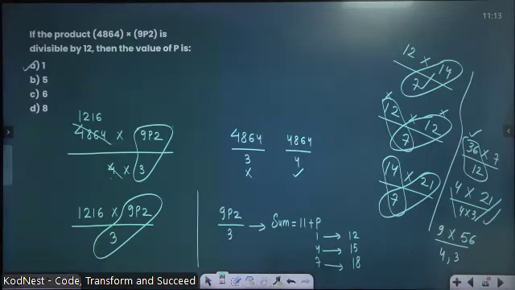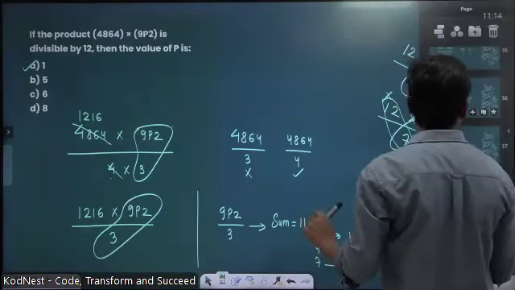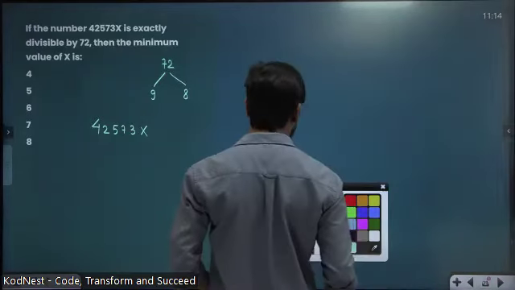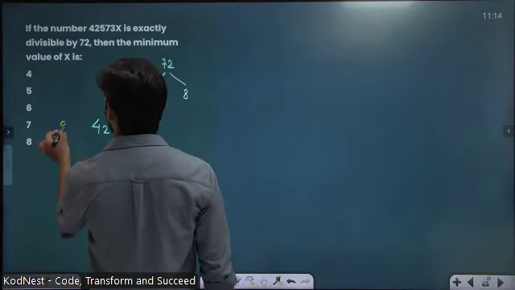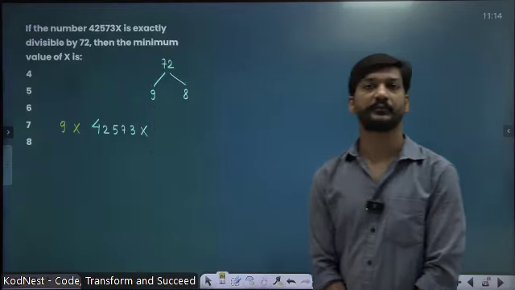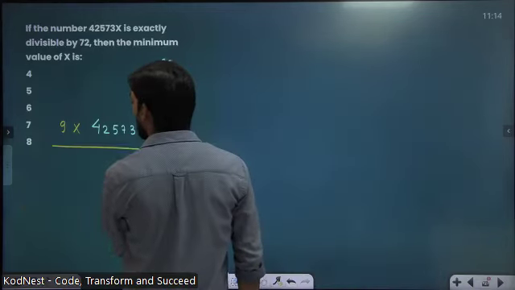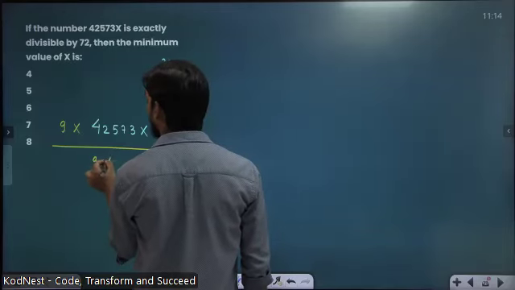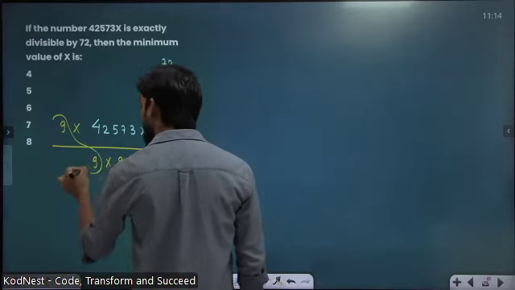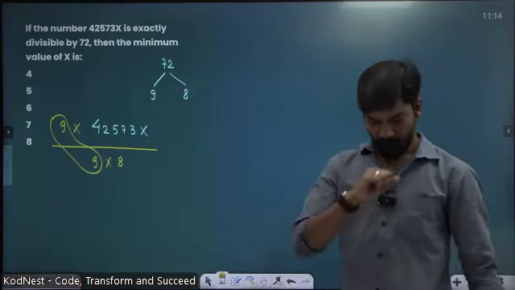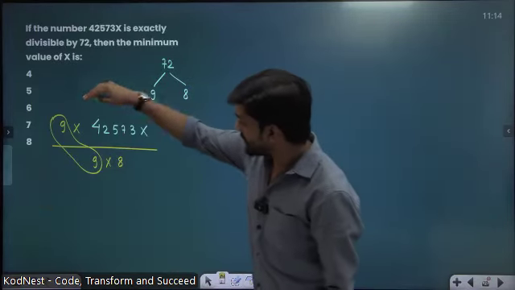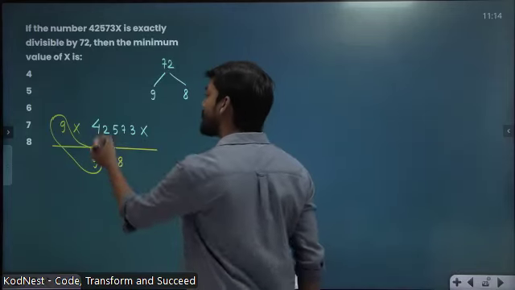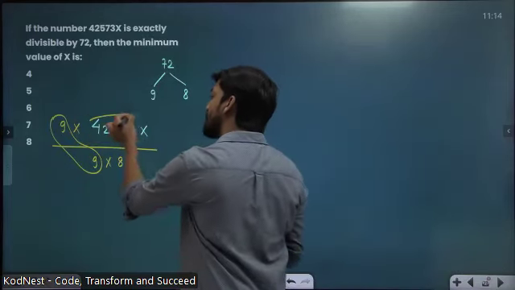If there are other numbers who are taking the responsibility of 4 and 3, you need not take it again. For example, suppose there is a number like 9, and I am saying now 72, that means 9 and 8. So this number is already taking responsibility of 9. So you need not take 9 for this also. Just take 8.